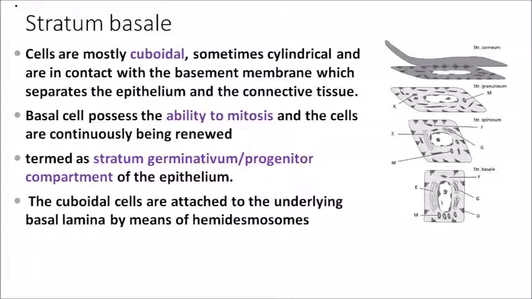Another important point is these cuboidal cells are attached to the underlying basal lamina. We already said it is by means of hemidesmosomes. We know cell to cell attachment is usually by desmosomes, right?